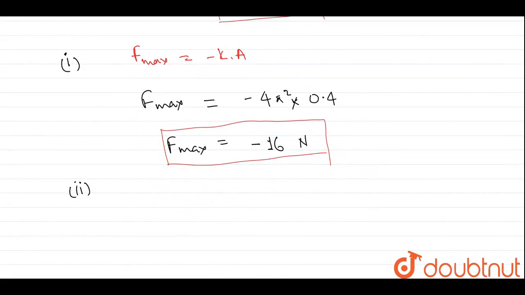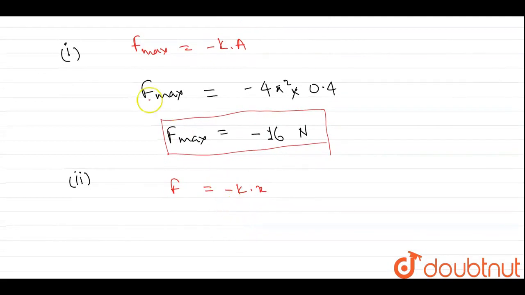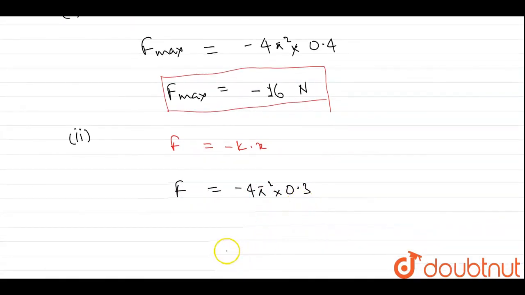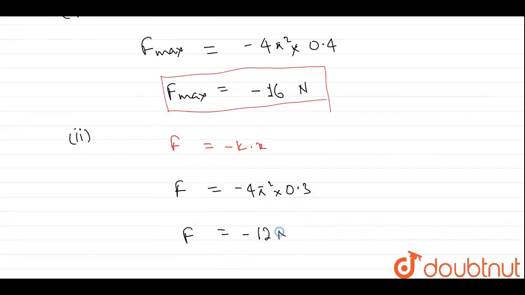So we know that F at any point is equal to minus k times x, and we know that k here is nothing but 4 pi square. So F is equal to minus 4 pi square into 0.3. That will be equal to minus 12 Newton. This is the answer for the second part of the question.